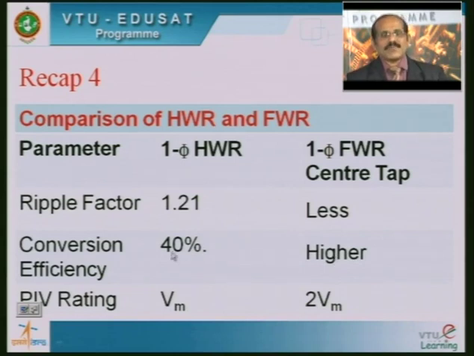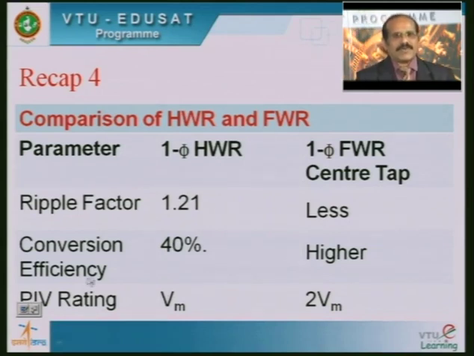So therefore, it is mainly because the half wave rectifier conducts only in one half. So naturally the conversion efficiency will be approximately 40%, but in practice it will be lesser than the 40%.